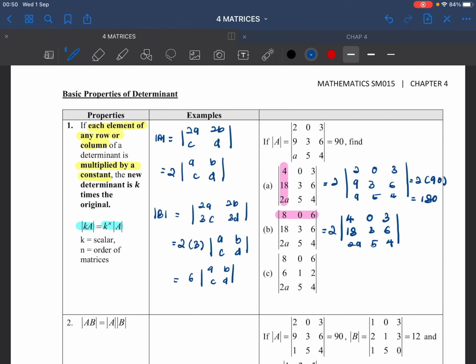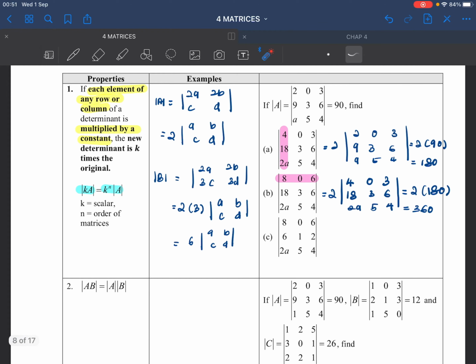So as you can see here, this determinant is the same as this determinant. Okay, the same: 4, 0, 3, 18, 3, 6, 2A, 5, 4. So we know that this determinant is 180, so we will have 2 times 180 equals 360. Okay, so instead of relating to the first question, for the main question here, we can relate to the previous question. So last example here, C. What is different here? We have 806. If we look at the previous question, 806, 2854, 2A54 are the same.